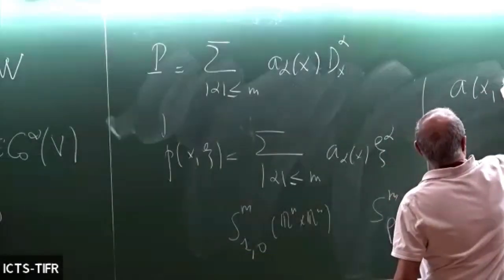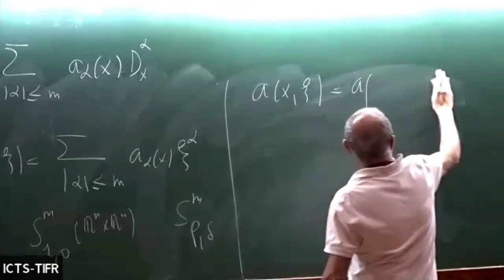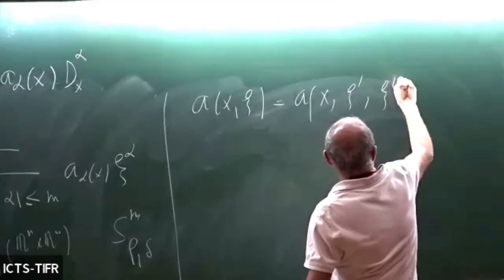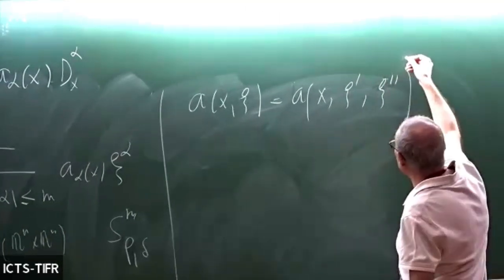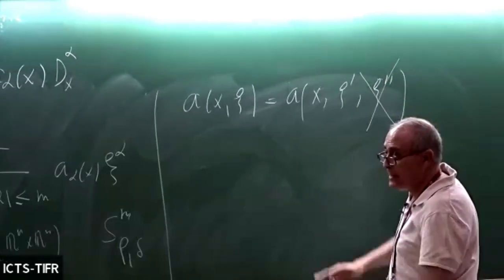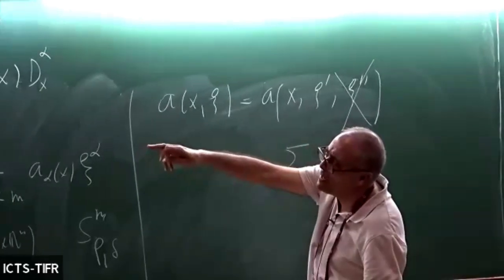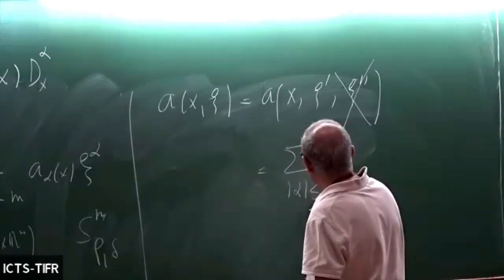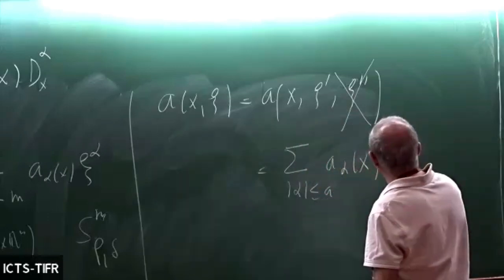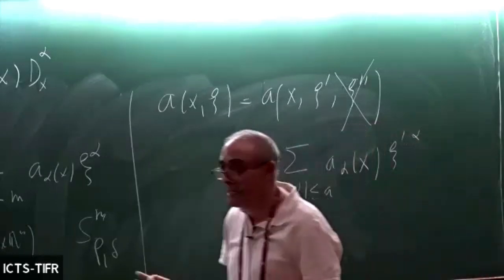I mean, if you write Xi, dispatch it in two parts, Xi prime, Xi second. If A doesn't depend on Xi second, necessarily it looks like this. If it's of order M, A alpha of X and Xi prime alpha. Necessary.